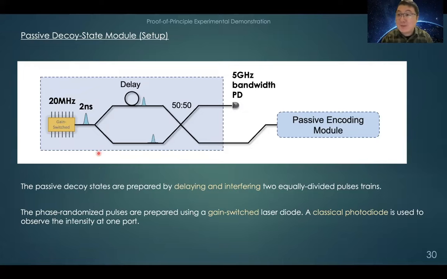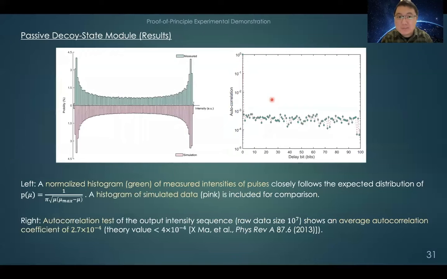Those pulses are phase randomized and also uniformly randomized. That pulse train is divided equally into 2 paths and delayed, which means the pulses interfere with the neighboring pulses from the same train. After interference, we measure with a high-bandwidth photodiode and look at the intensity distribution. As we show here, that intensity distribution follows the U-shaped distribution as we expected.